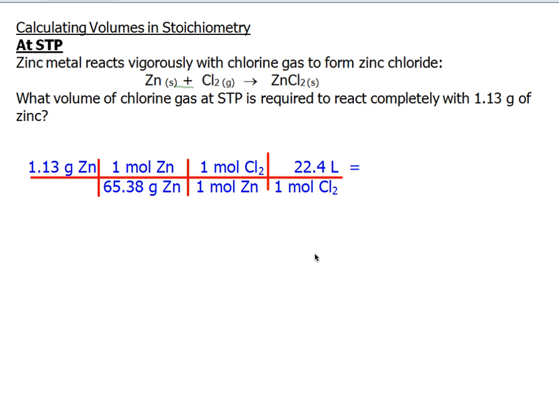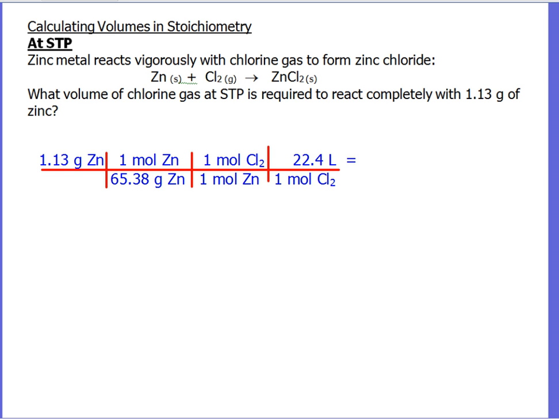We can also apply that same 22.4 into stoichiometry. I see you cringing right now. Here it is. We are taking the mass of zinc, 1.13 grams of zinc, changing these grams into moles. This value is, of course, from the periodic table. And then for every 1 zinc, there's 1 chlorine. And if it is at STP, we can use the conversion from volume to moles.